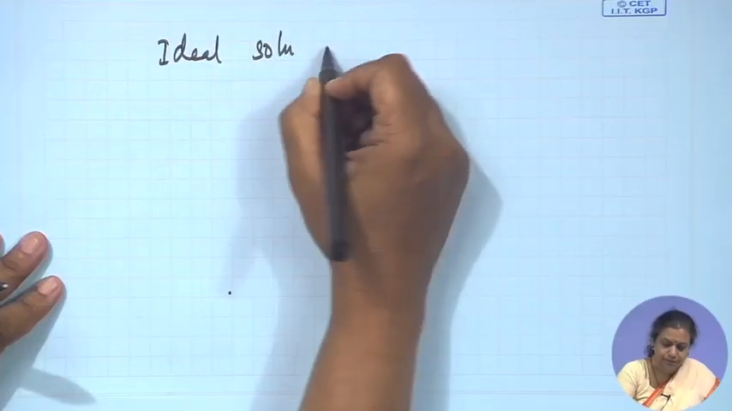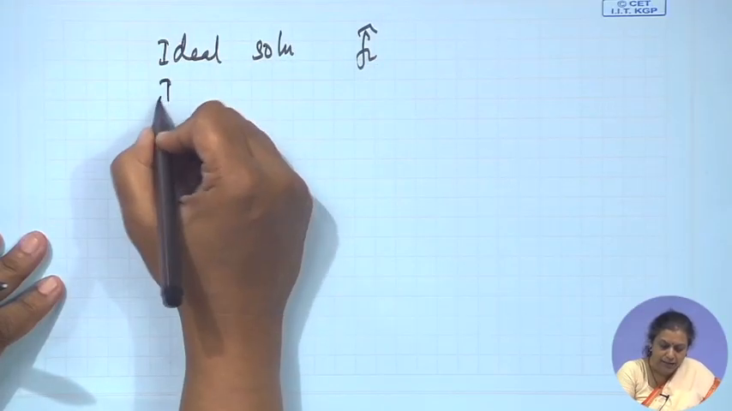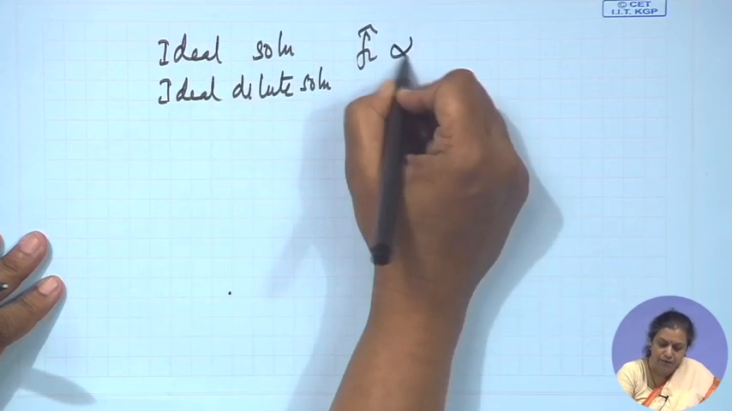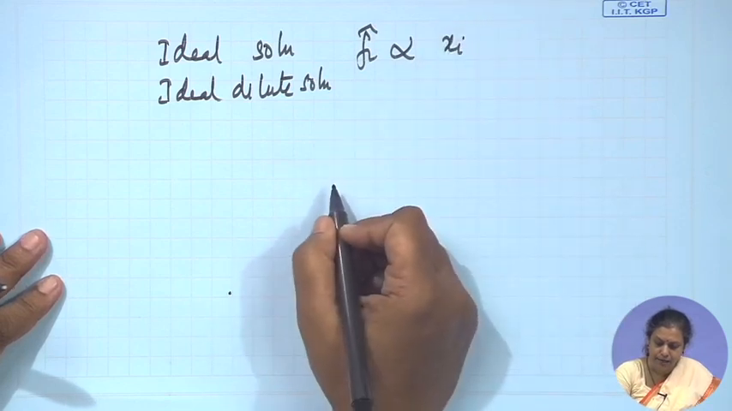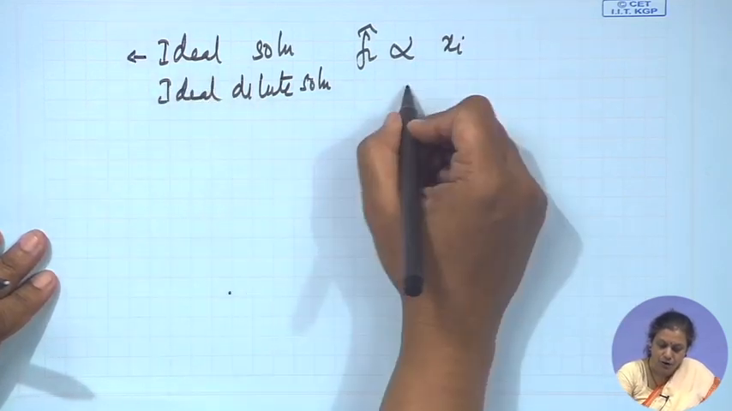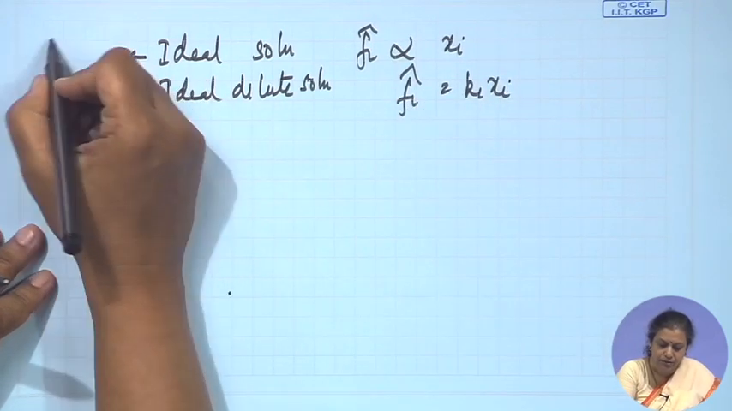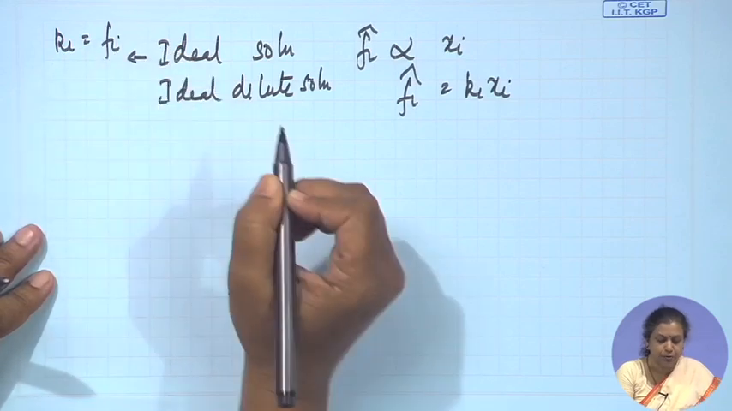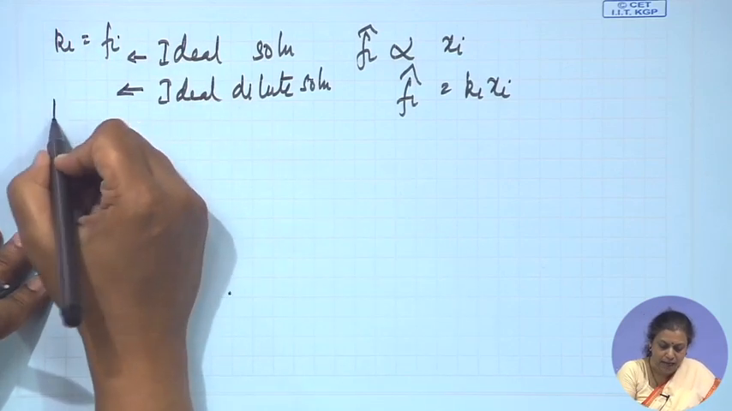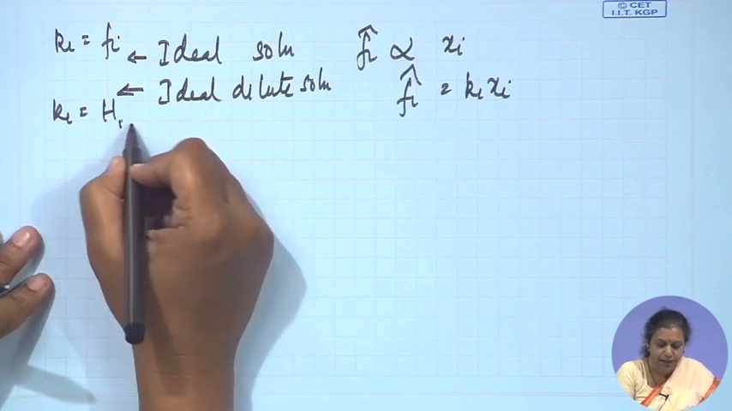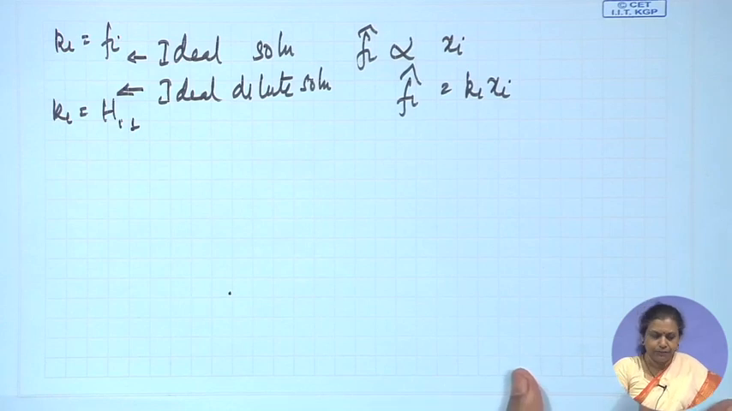So, we have the ideal solution and the ideal dilute solution. For both cases, what do we have? F̄i is proportional to Xi, or F̄i equals Ki Xi. But for the ideal solution, Ki equals the pure component fugacity. For the ideal dilute solution, it is the Henry's constant of component i in the solvent. So, this is something very important which I wanted to show you.